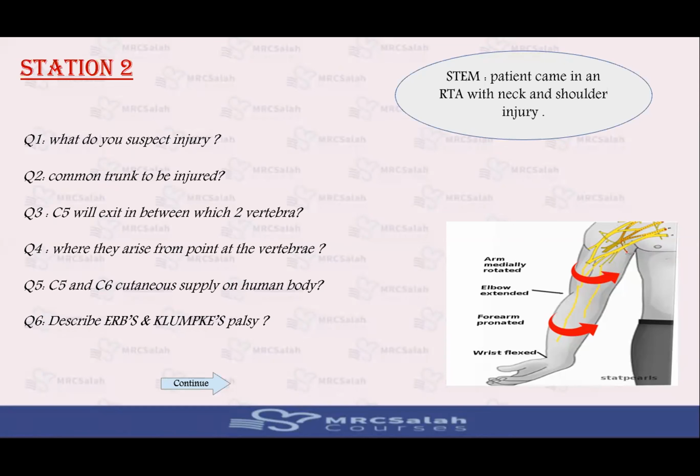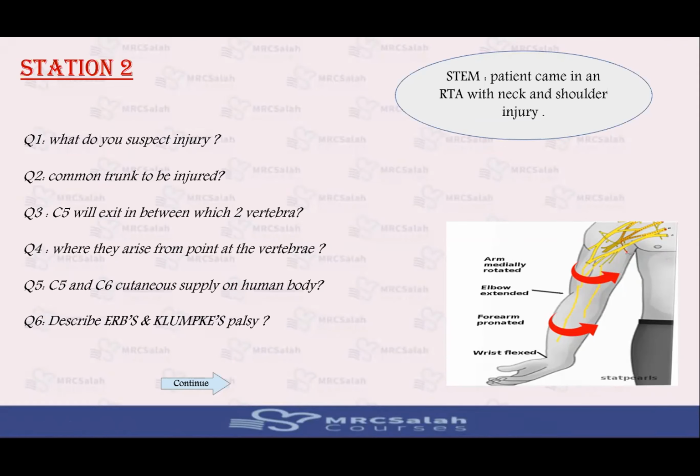Demonstrate in yourself how to do Erb's and Klumpke's, very important. Erb's, like you see in the picture, is the waiter's tip deformity, while Klumpke's will be clawing of the hand. Then he asked, what are the causes of both of them, Erb's and Klumpke's? Causes for Erb's palsy or Klumpke's paralysis.